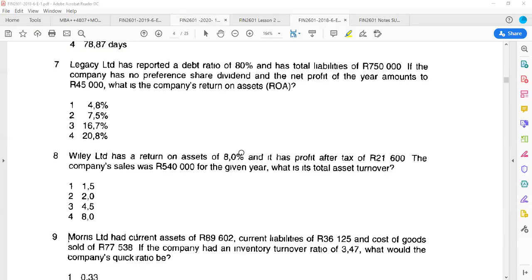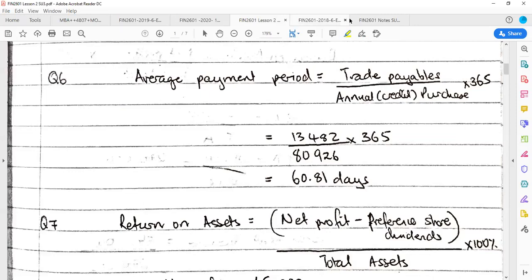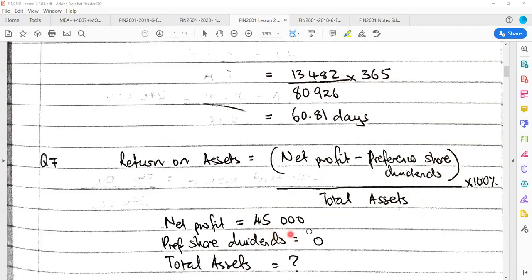So again, you always first write out the formula for what you want to find. Return on assets is given by net profit minus preference share dividends over total assets times 100%. You look at your question to see if you've been given this information, then you just substitute. You'll notice that from the question paper, we've been given the net profit. We've been told there are no preference share dividends. And we need to find total assets so that we can substitute them and get our answer.